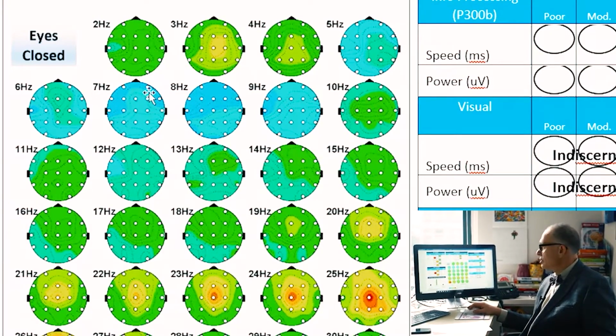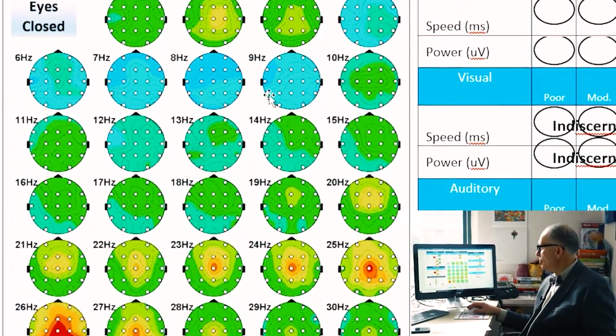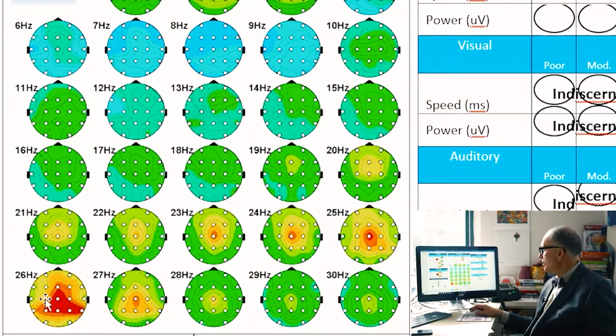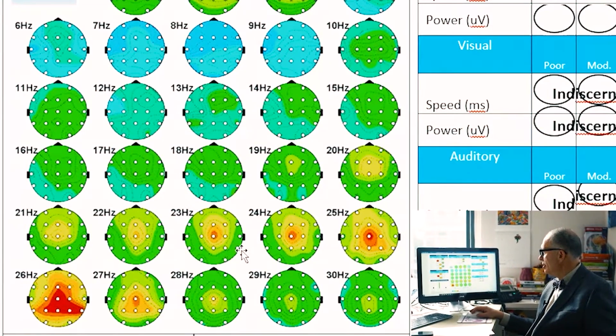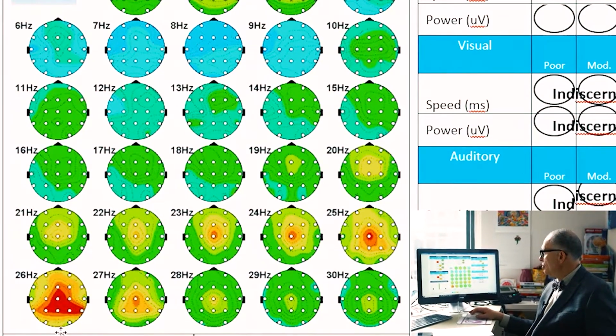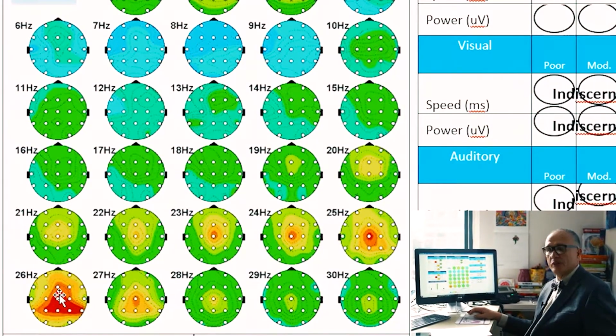Blue means not enough, so you see in the area of 7 or 9, but when we go down to fast beta activity, we can see that starting from this point on, we have red, which is an excess in the central part of the brain and also in parietal part of the brain. This actually is a very typical picture for anxiety disorders.